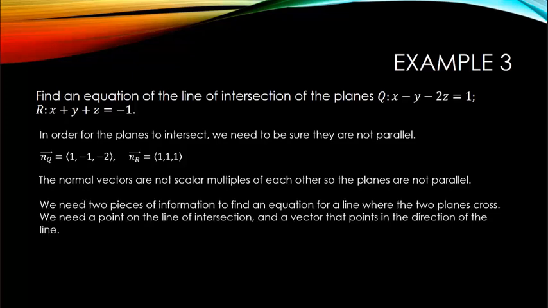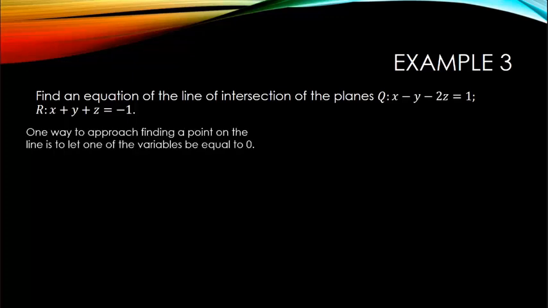To move forward, I have to have two pieces of information in order to get the equation for the line where the two planes cross. I have to know a point on the line of intersection, and I need a vector that points in the direction of that line. One way to approach finding a point on the line is to let one of my variables be equal to 0. I'm going to let z be 0. This means that my q plane with z equals 0 has the equation x minus y is equal to 1. My r plane with z equals 0 has the equation x plus y is equal to -1.